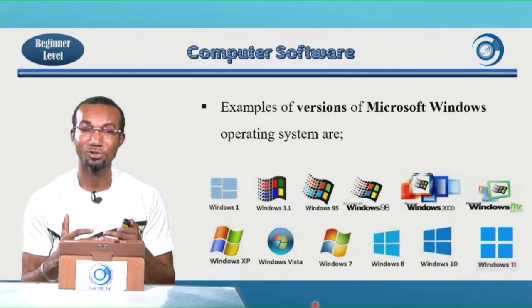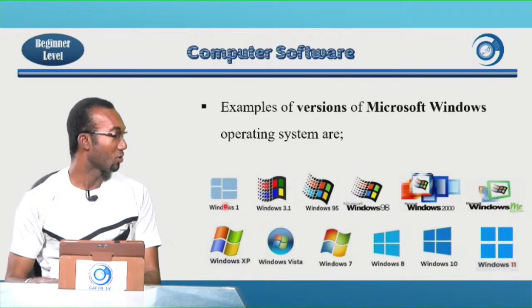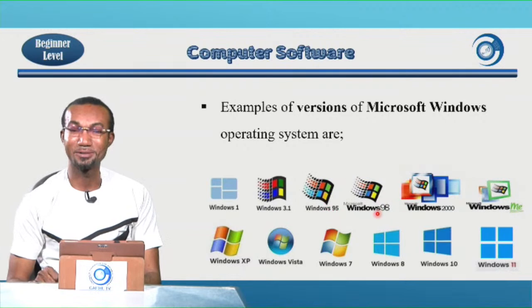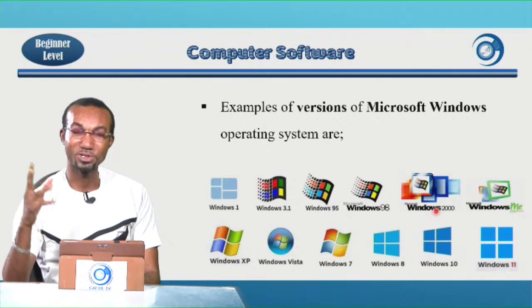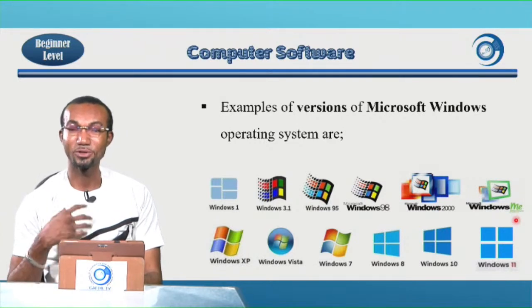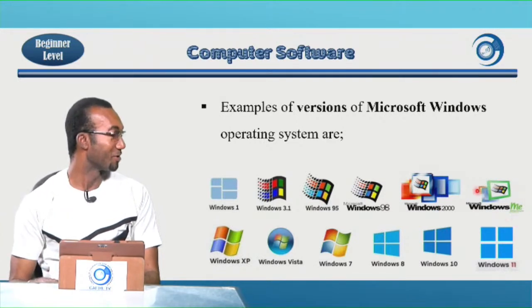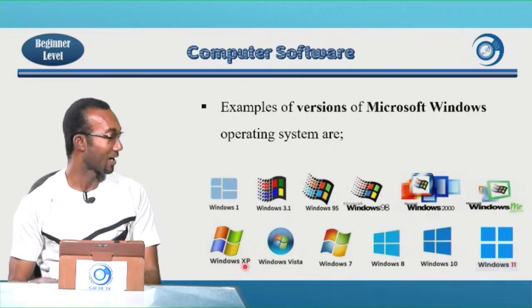Examples of versions of the Microsoft Windows operating system are: Microsoft Windows started with Windows 1.0, then they came to Windows 3.1. When I started learning computers, I started with Windows 95. Then we heard that Windows 98 came, we used it. Windows 2000 came, we used it. We even had Windows 2000 Professional. It also came, we used it. Then Windows Me, that is Windows Millennium, also came, we used it. Windows XP, that is Experience, we shorten it as Windows XP.